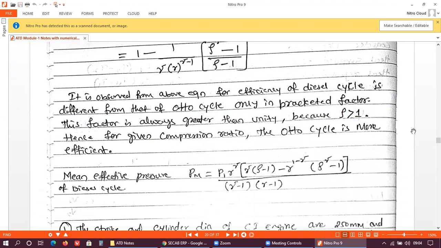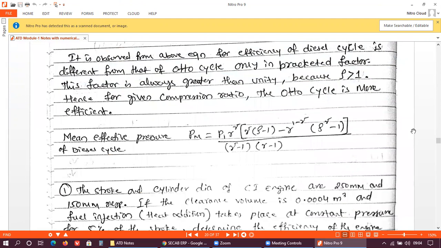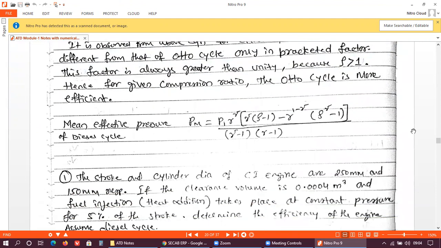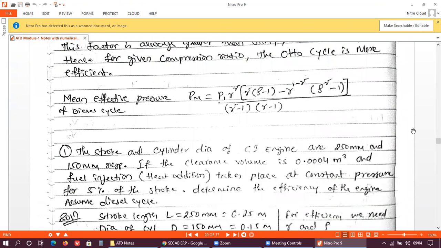Similarly, as in the last class we discussed the Otto cycle concept, where we derived an equation for mean effective pressure. Similarly, for the diesel cycle we also need to derive an expression for mean effective pressure. And as you can see here, this is the final expression for the mean effective pressure of a diesel cycle.